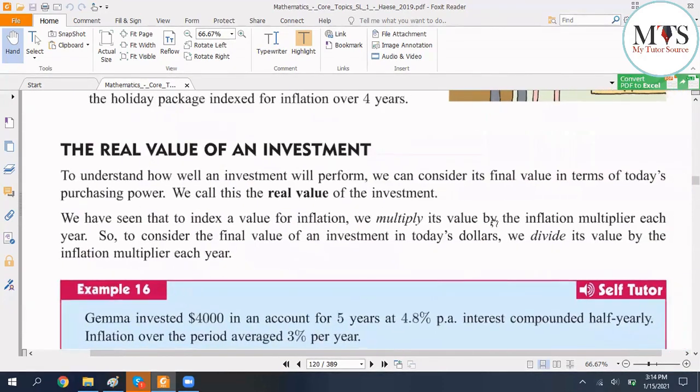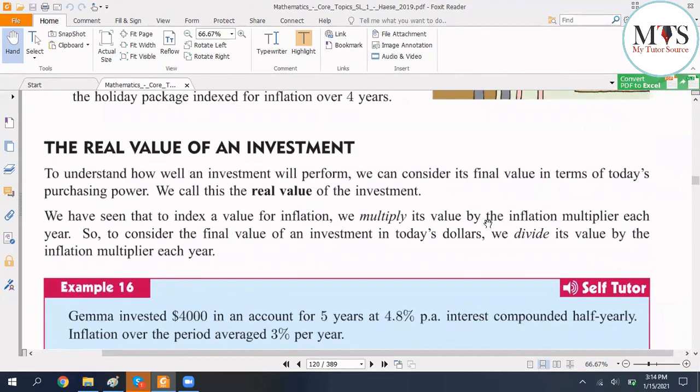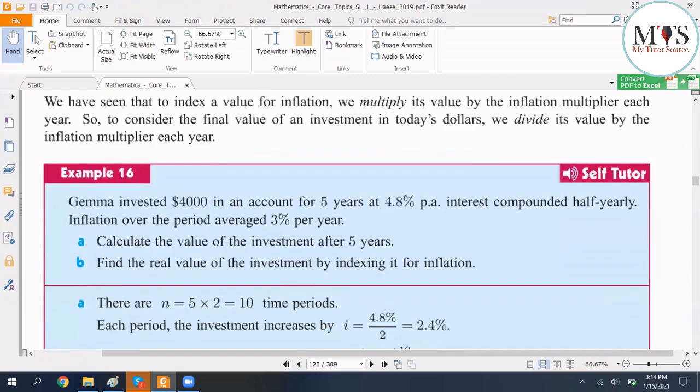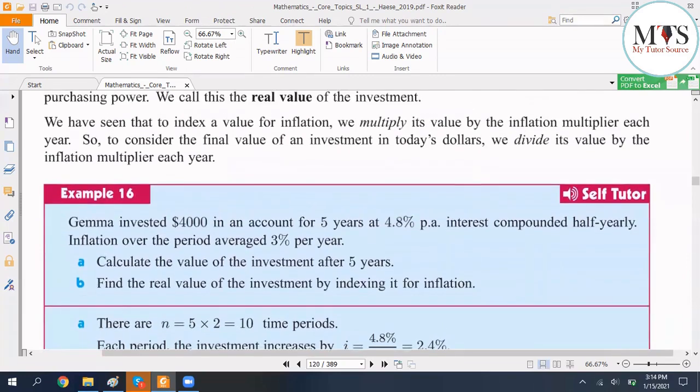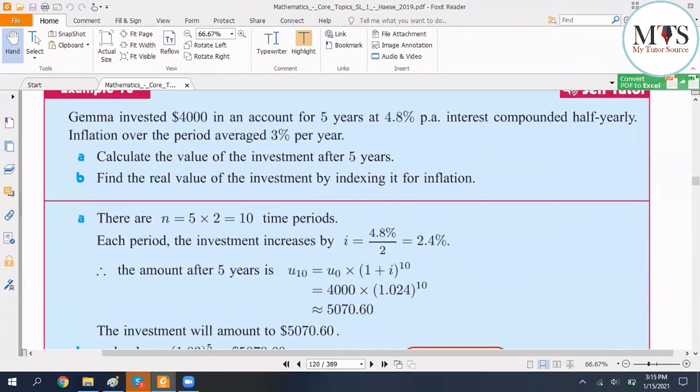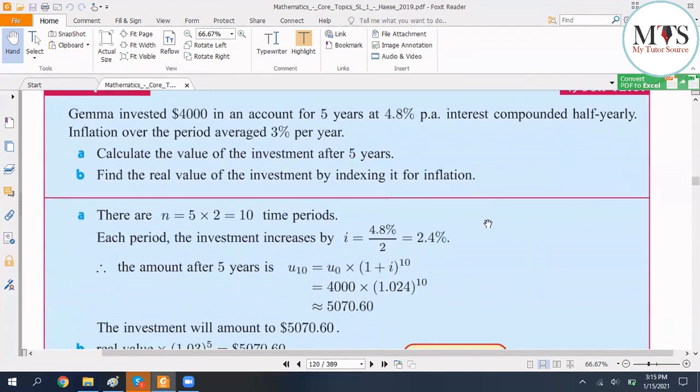Then did you do the real value of an investment? I don't remember. Oh yeah, I think we did with the PA and those things. Okay, so let's look at this example as well. Gemma invested 4,000 in an account for 5 years at 4.8% per annum interest compounded half yearly. Inflation over the period averaged 3% per year. Calculate the value of the investment after 5 years.